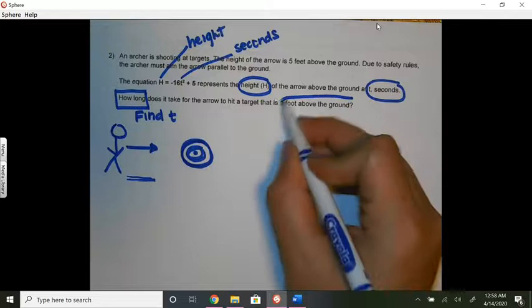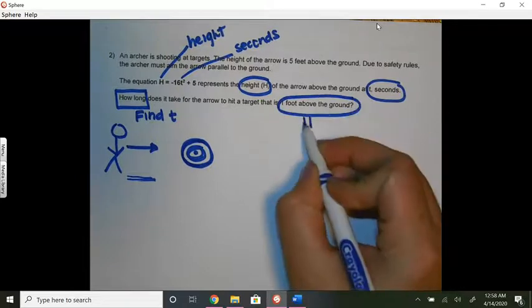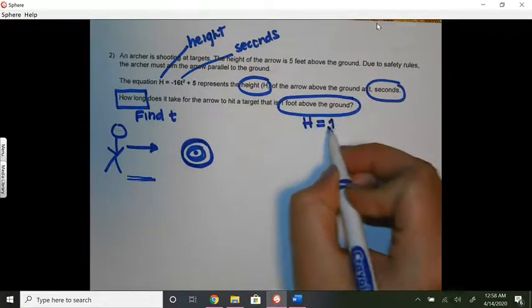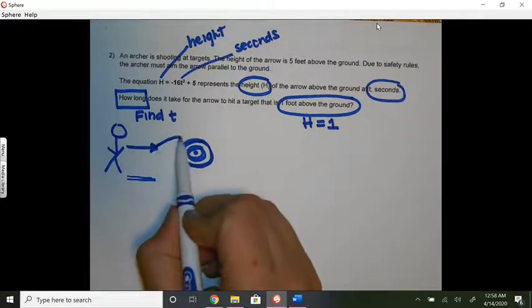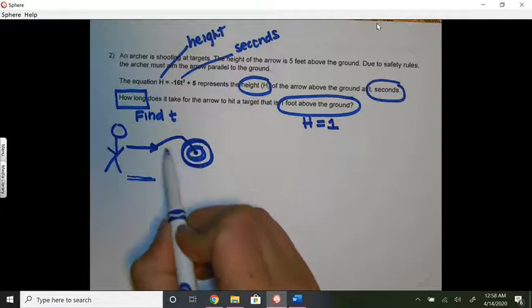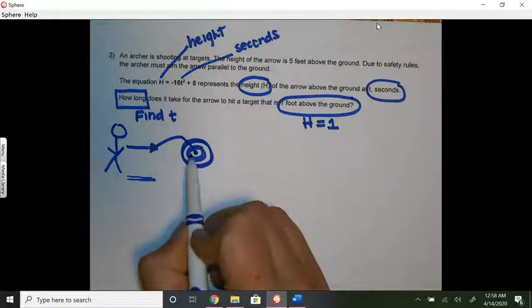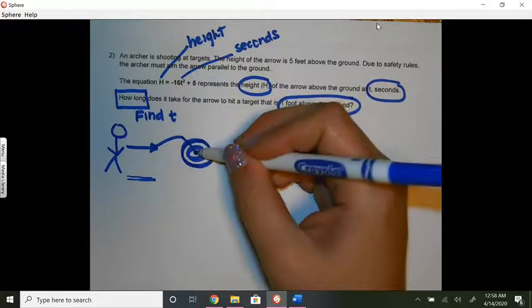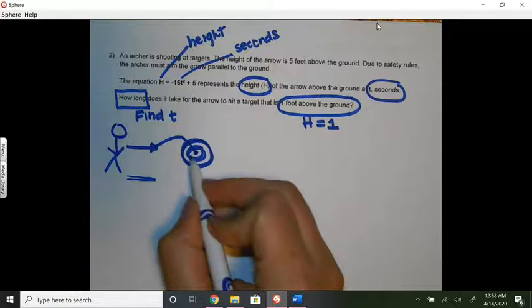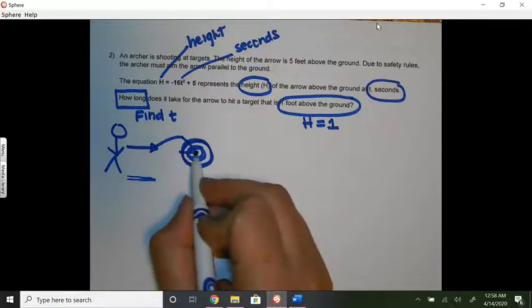Well, that's the height. So instead of plugging in 0, it wants us to find when will this arrow, the arrow is going to go up, and then it's going to hit the target. It says when will it hit the target if the target is 1 foot above the ground. So it wants to know when will the height here be 1.